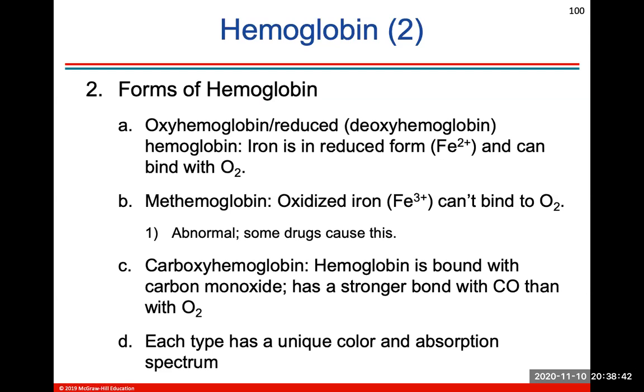There are different forms of hemoglobin: oxyhemoglobin or reduced hemoglobin, methemoglobin, and carboxyhemoglobin, where hemoglobin is bound to carbon monoxide, and it has a much stronger bond with carbon monoxide than with oxygen. This is why carbon monoxide poisoning is so dangerous, because carbon monoxide has a much higher affinity to bind with hemoglobin, so it will take up the oxygen spaces.